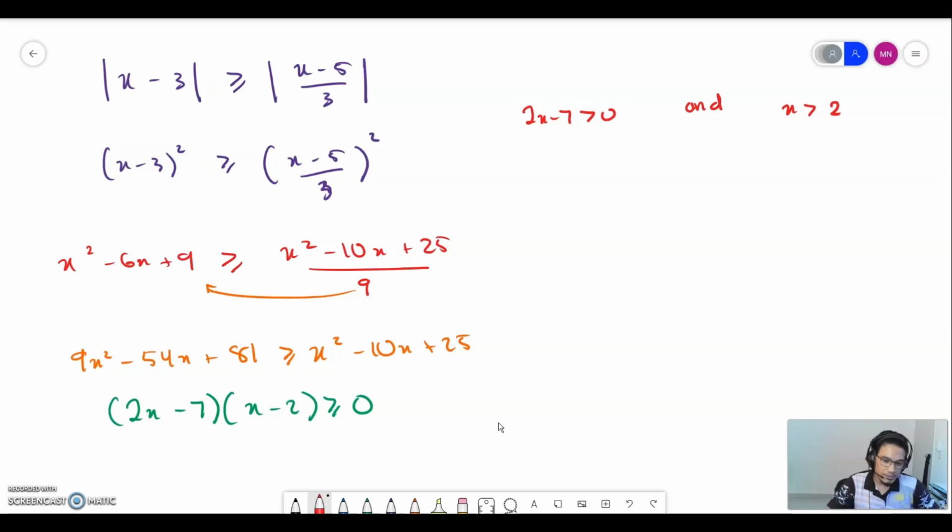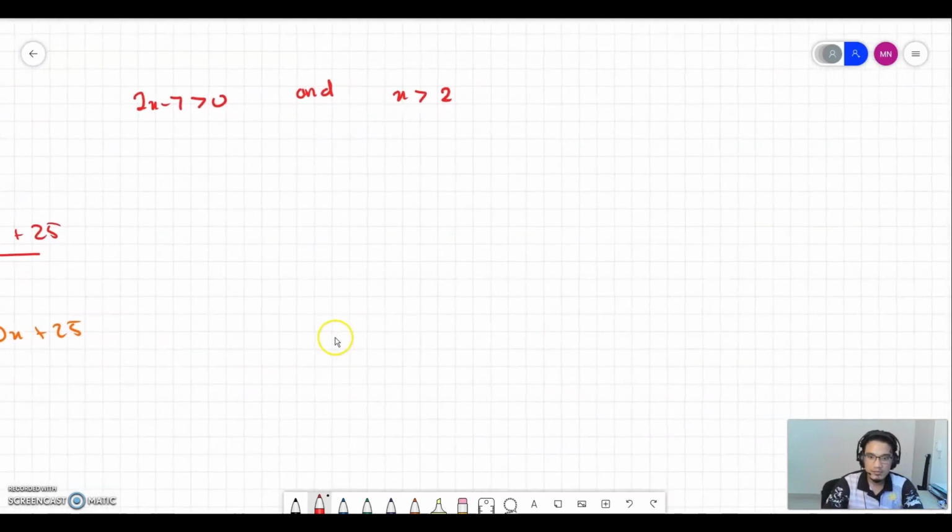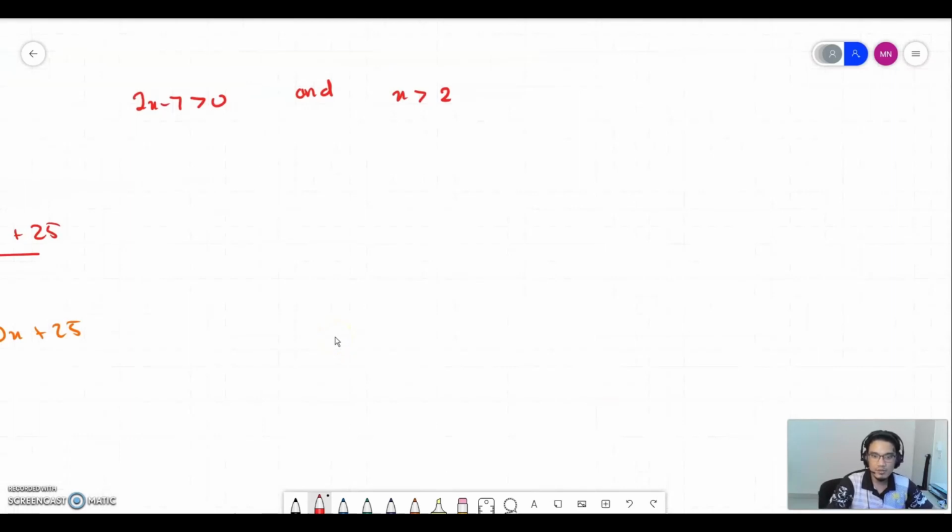This one we follow the quadratic theorem. If we have an inequality with a symbol of bigger than, we have these two cases: a must be bigger than 0 and b must be bigger than 0, or it could also be 2x − 7 less than 0 and x less than 2. So from here we have x bigger than or equal to 7/2. Sorry, it must be bigger than or equal. This one also.